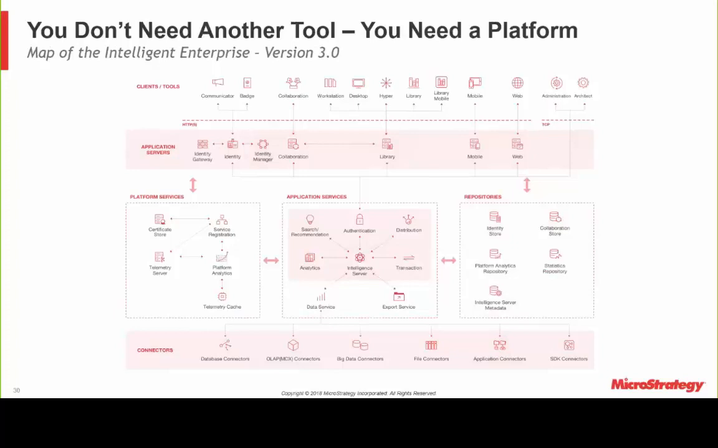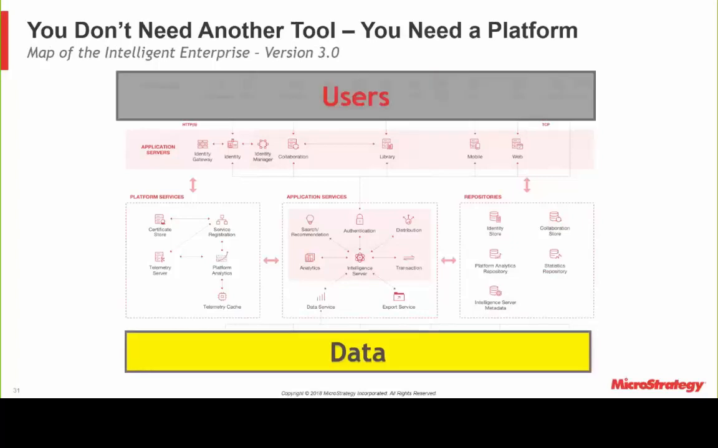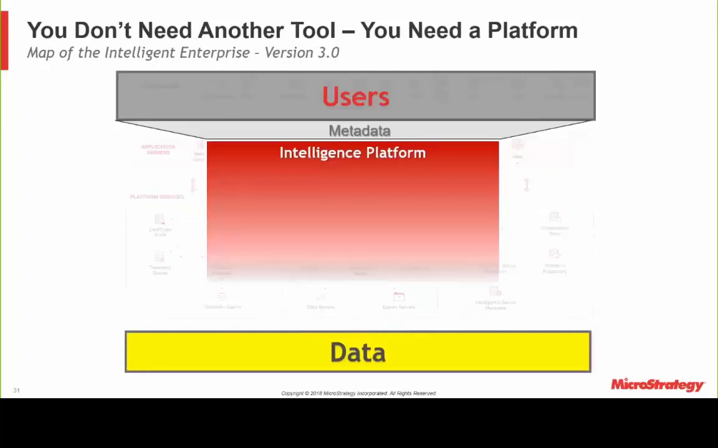And this is MicroStrategy's Map of the Intelligent Enterprise. It's another maximum information density product that we produce. It's really a wall chart that shows organizations how to convert different data sources at the bottom and turn all that information out to users at the top. And in between, what we have is the MicroStrategy platform.